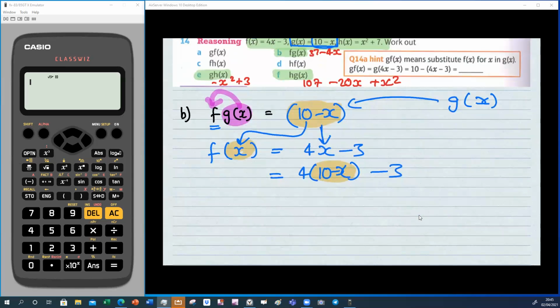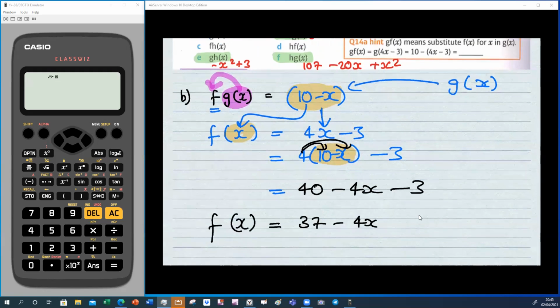Right, so what happens now? Can you multiply that for me? That would be 40 take away 4x, minus 3. 4 times by minus x is minus 4x. So that gives you that. What's 40 take away 3? It's 37. Finished.